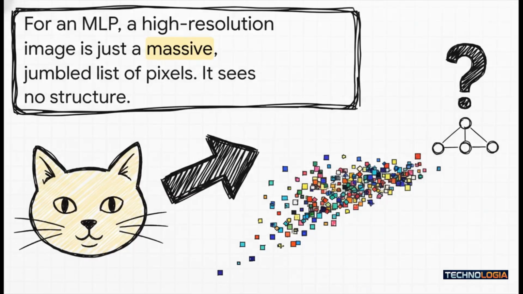And this really gets to the heart of the problem. To an MLP, an image isn't a picture of a face or a car or your dog. It's just a massive, jumbled up list of pixel values. It has absolutely no built-in idea that the pixel here is related to the pixel right next to it. It has to learn that basic common sense fact from scratch. And trust me, that is a monumental and kind of wasteful task.